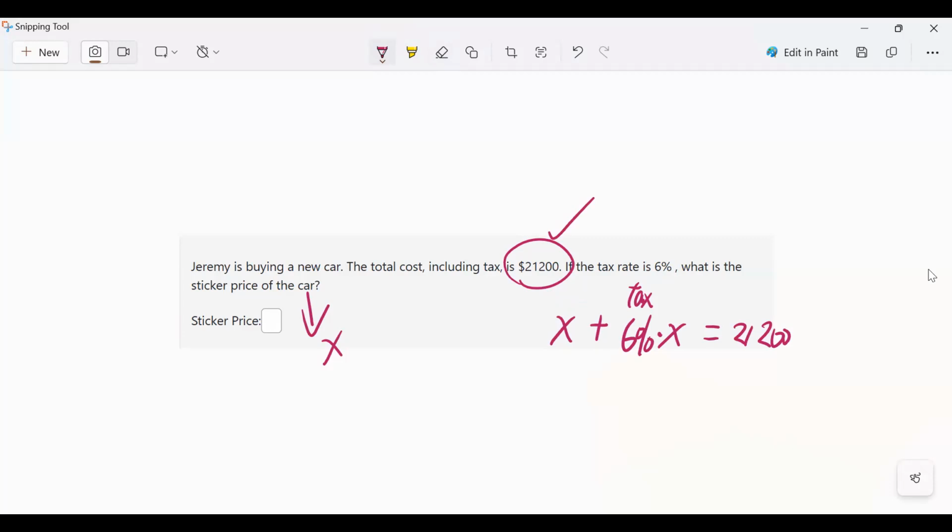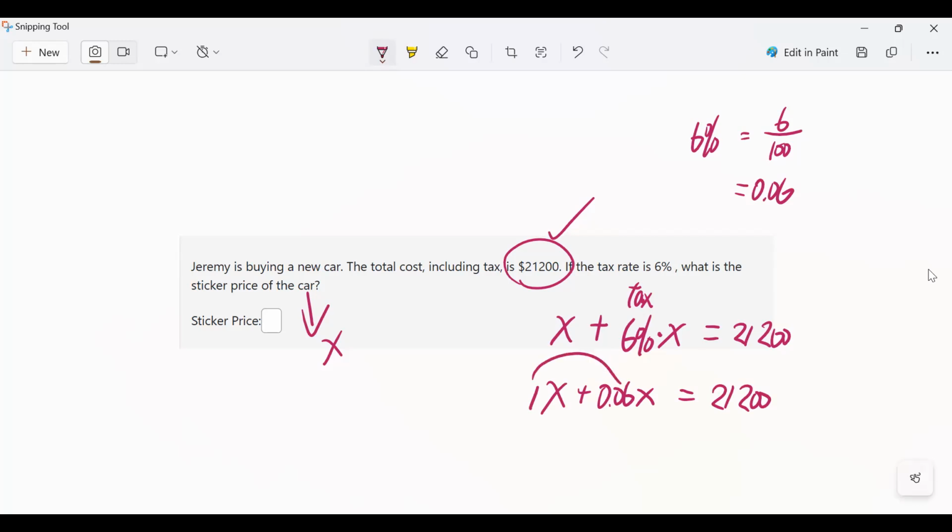And in this case, we are solving for X, which is the sticker price. The first thing you do is convert 6% to a decimal number. It's 6 over 100, so it's 0.06. Okay, x plus 0.06x equals 21,200. Now this is 1x plus 0.06x. 1 plus 0.06 is 1.06, and carry over x equal to 21,200.